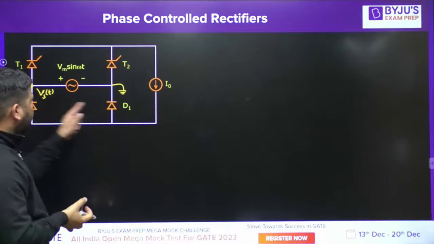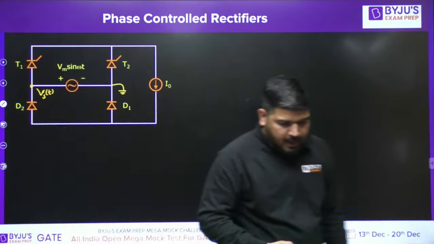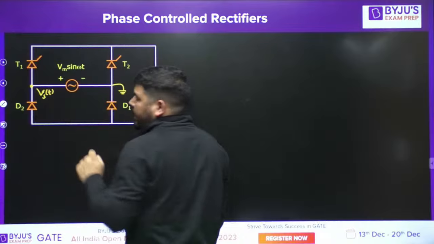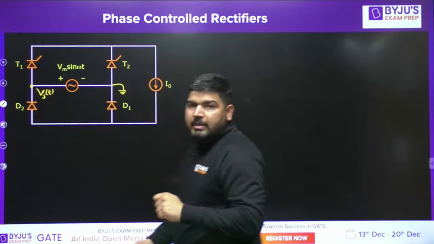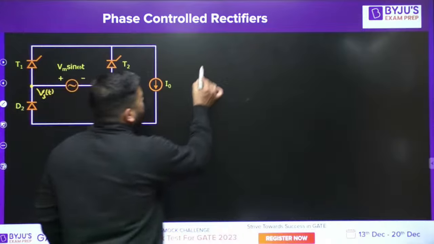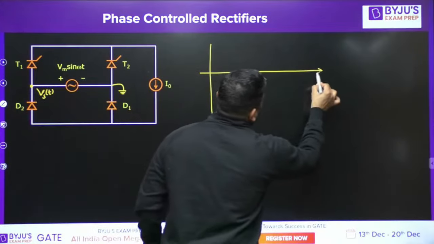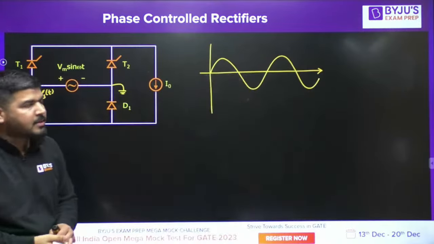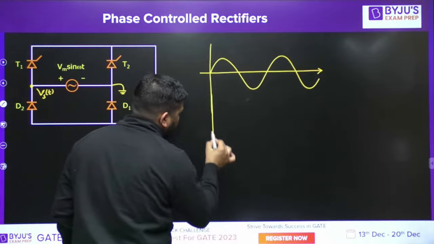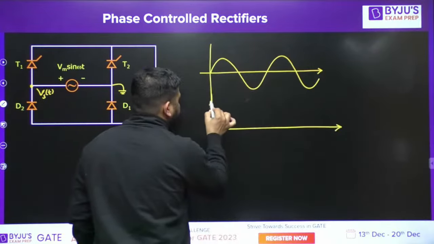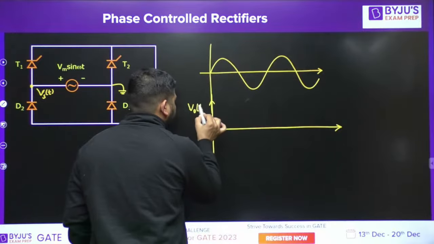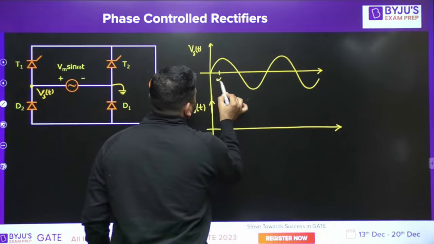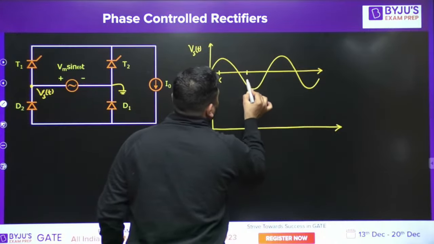Because these two diodes are under common anode configuration, the diode which has the lowest voltage at cathode will conduct. So if I draw the input supply voltage, this is my input supply voltage. Now I need to draw the wave shape of output voltage, V naught T. This is my VST. And the firing angle is alpha for T1 and pi plus alpha for T2.